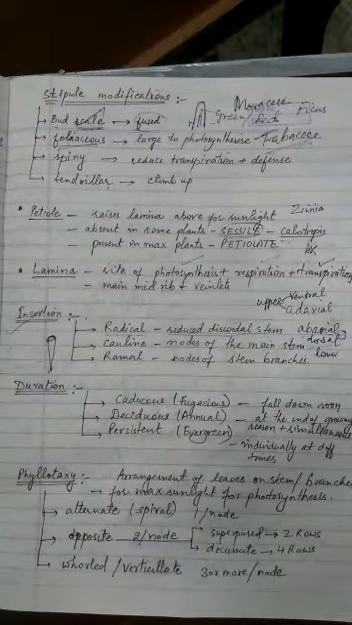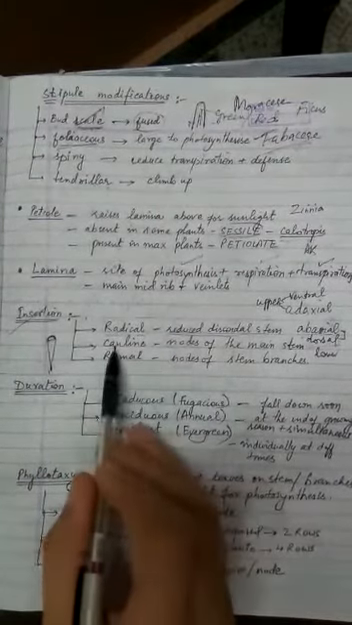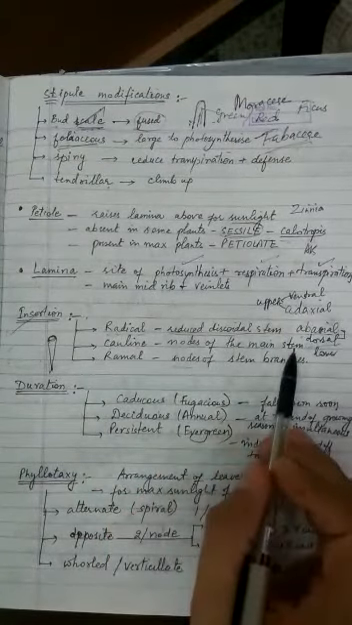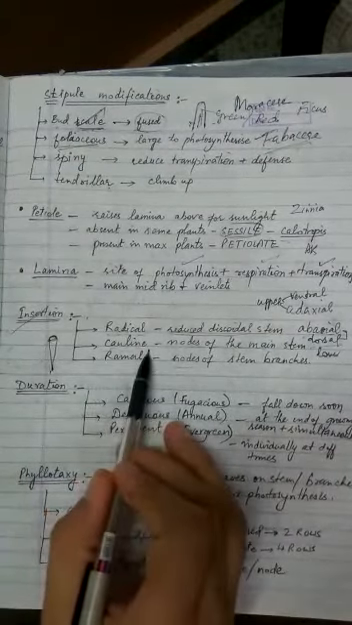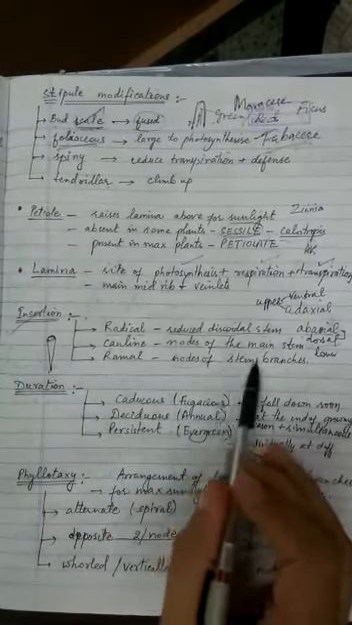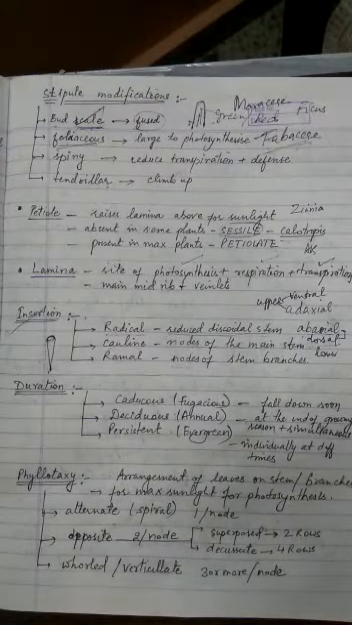Now leaves always arise otherwise from the nodes. If they arise on the nodes of the main stem, then the leaves are called cauline leaves. And if they arise from the branches, not on the main stem but on the nodes of the branches, then they are called ramal leaves.